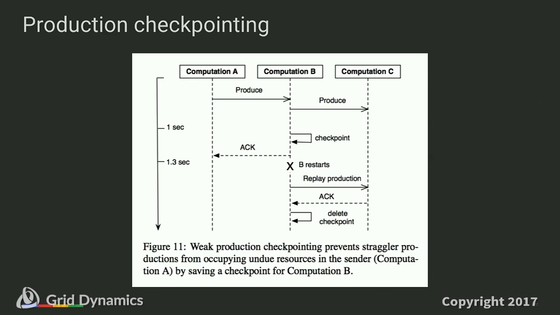Millwheel and Cloud Dataflow are both exactly once. In some cases, for some sources, it needs some extra work from the source. And for syncs, when you're writing data out of the pipeline, some syncs support exactly once better than others. Like for file writes, you can do it for exactly once.